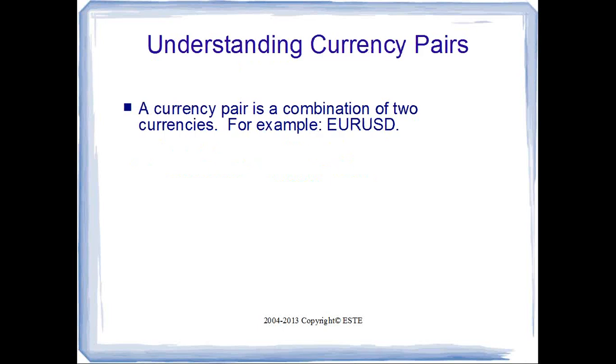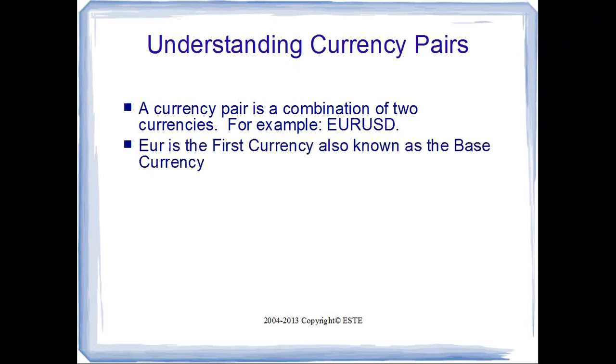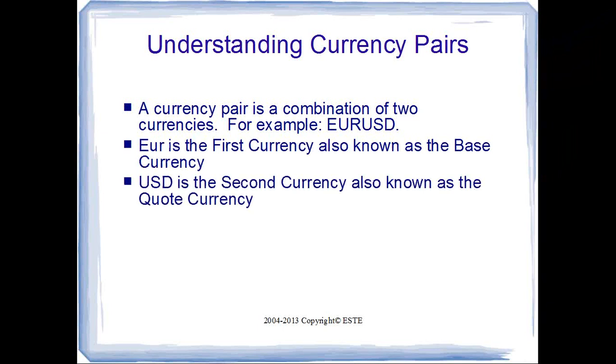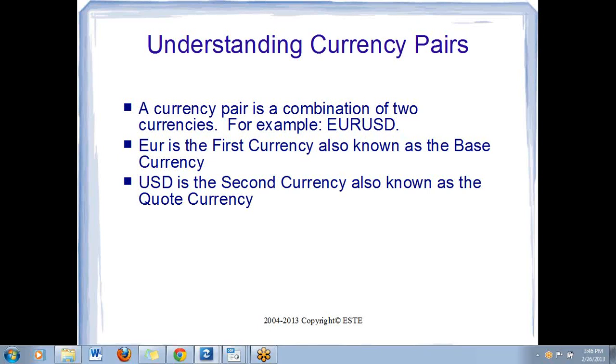Okay. Understanding currency pairs. A currency pair is a combination of 2 currencies. So let's take, for example, the euro against the US dollar. Euro is the first currency, also known as the base currency. The USD is the second currency, also known as the quote currency. So the first currency in the pair is the base currency. The second one is the quote currency. So this is pretty much what it looks like.